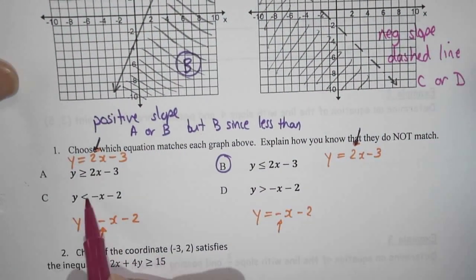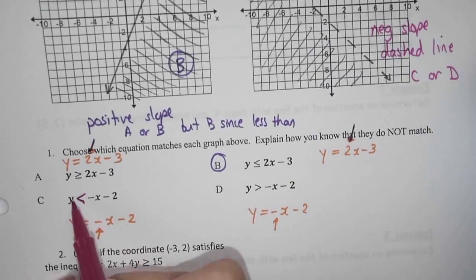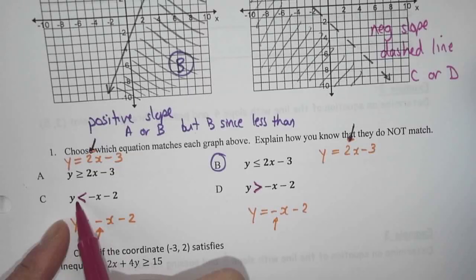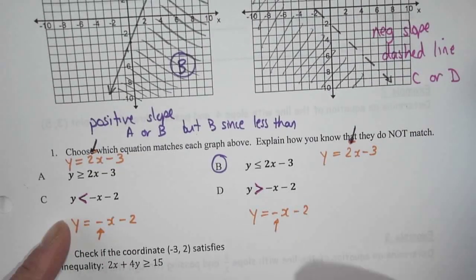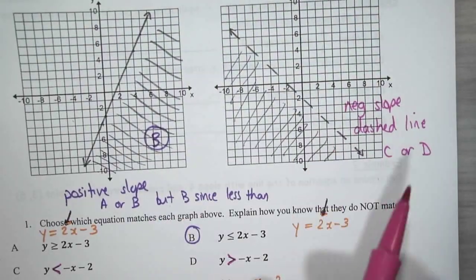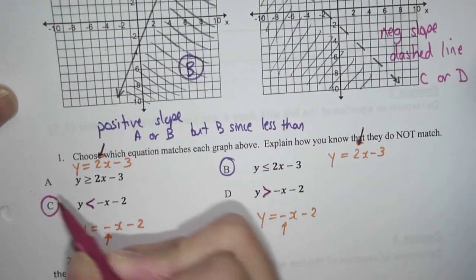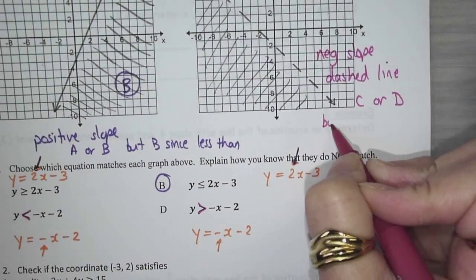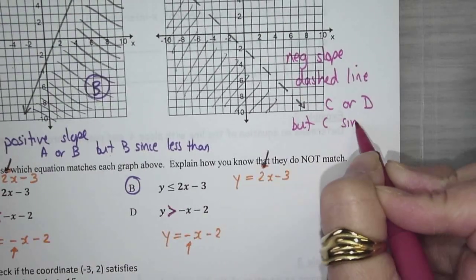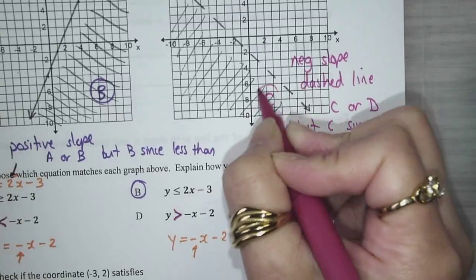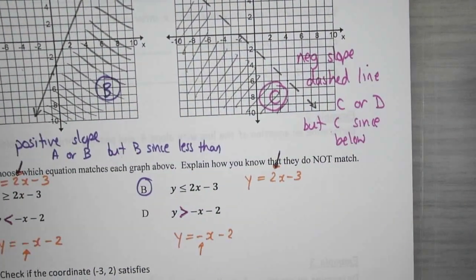This one here is less than, it's closed towards the y, and this one's greater than. So less than would be shaded below, and greater than would be above. When I look at the dashed line, the shading is falling below it, so I would choose C. There you go, this would have to be C. It's just asking you to understand why.